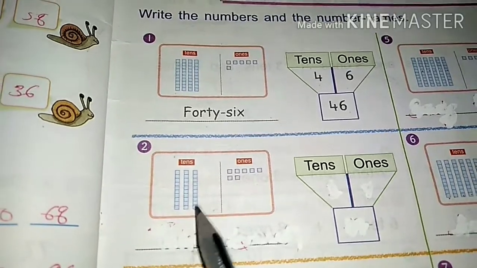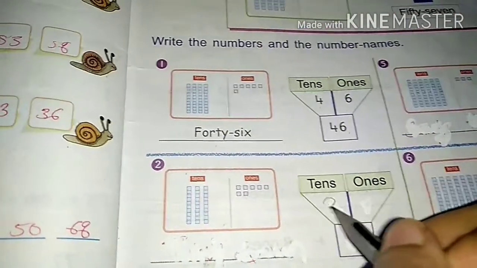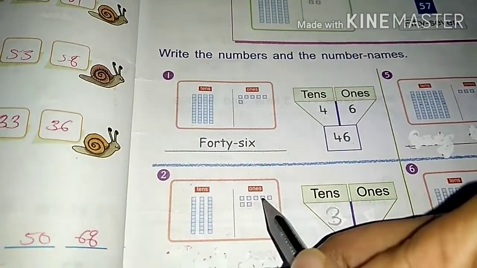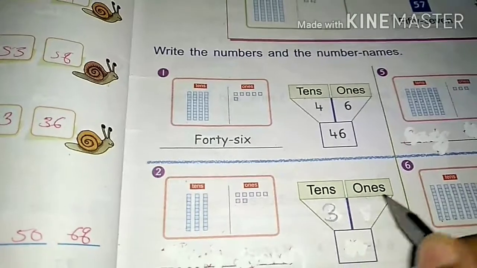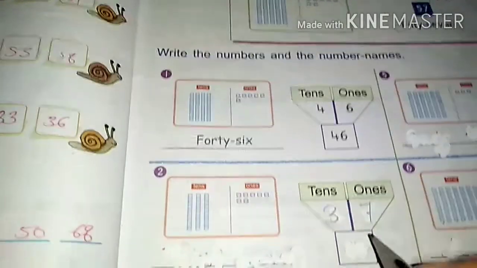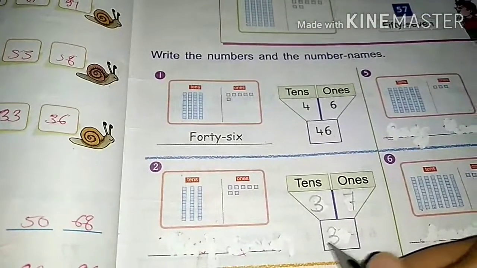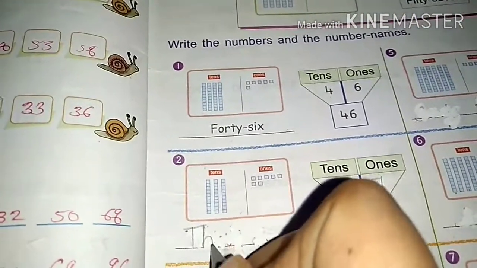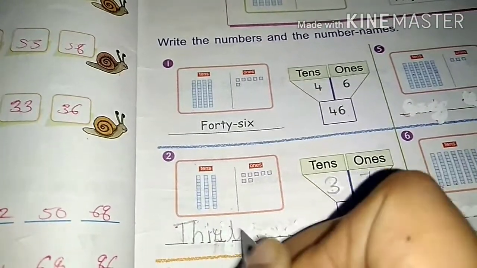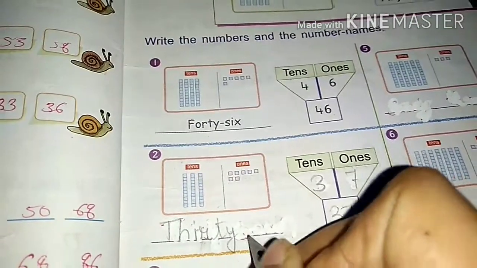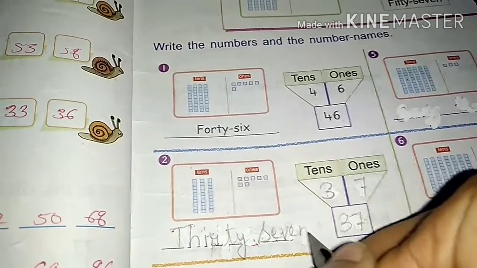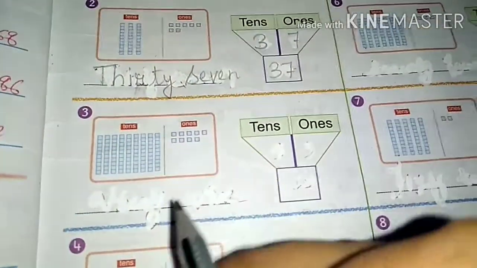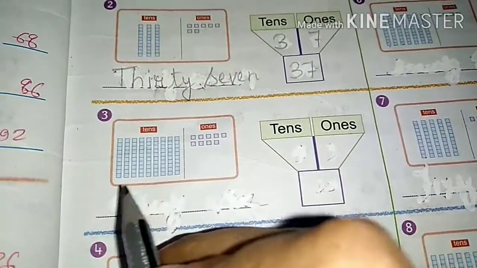Next question is, how many tens are there? 1, 2, 3. Okay, how many tens are there? 3 tens. And how many ones are there? Count it. 1, 2, 3, 4, 5, 6, 7. 7. Okay, together how we will do? How we will write it? 37. And here you have to write the number name. T-H-I-R-T-Y 30, S-E-V-E-N 7. 37.